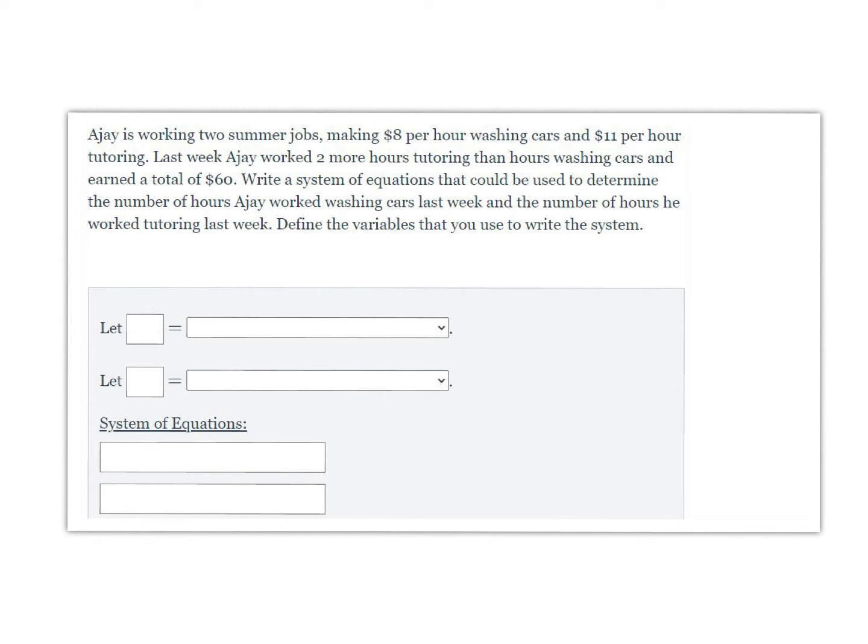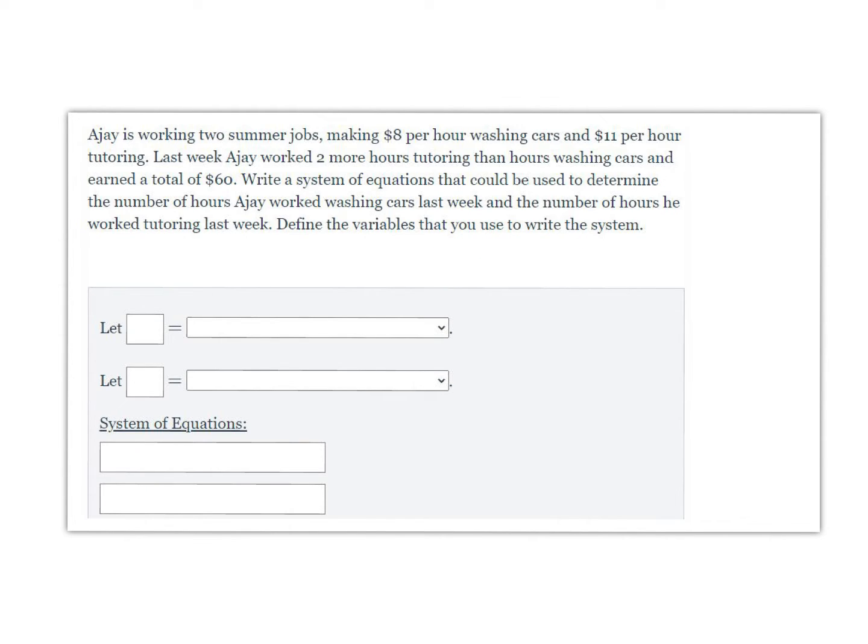per hour tutoring. Last week, AJ worked 2 more hours tutoring than hours washing cars, and he earned a total of $60. So write a system of equations that can be used to determine the number of hours AJ worked washing cars last week and the number of hours he worked tutoring last week. Define your variables that you will use to write the system.